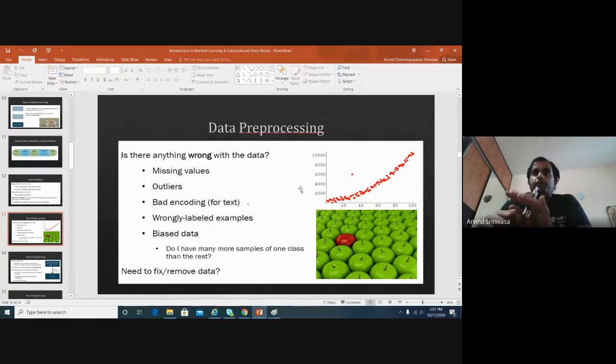Then the next step is data pre-processing, where the data might have missing values, outliers, bad encoding, wrong labeling, and biased data. All these need to be removed. The important thing is bias. Bias means that whenever we do any machine learning, we have some data and we work only on that particular data. Once new data is given, it might not work.